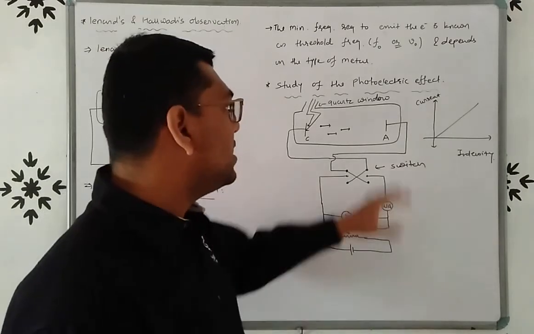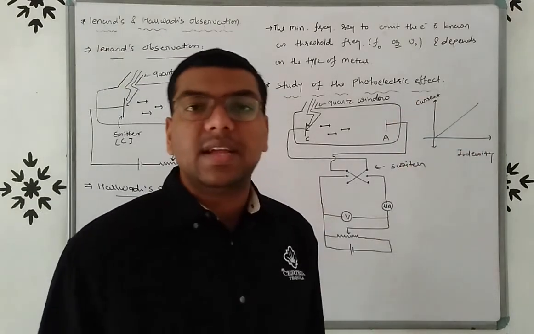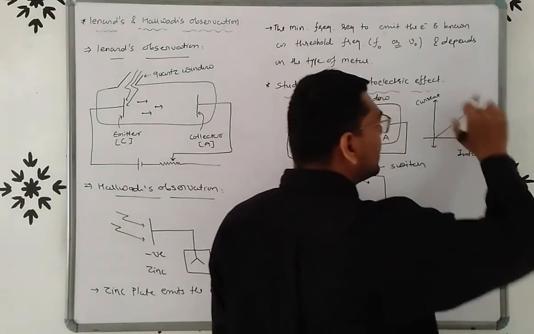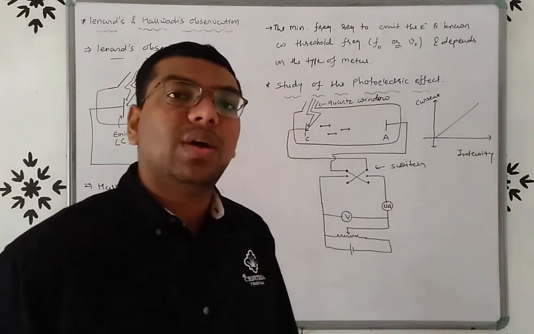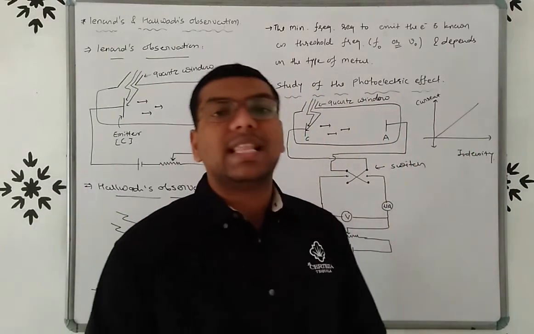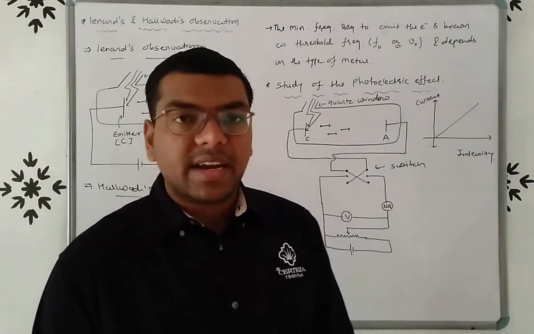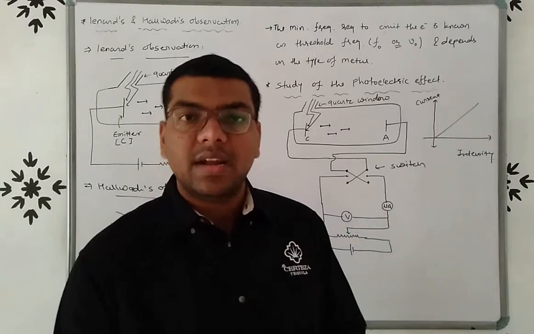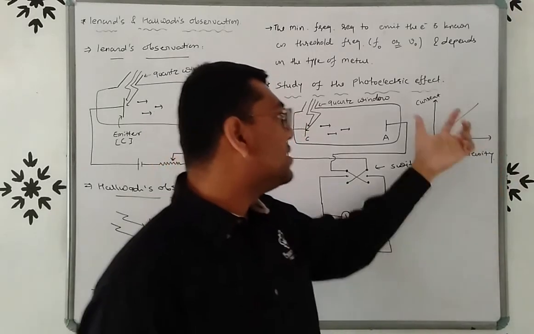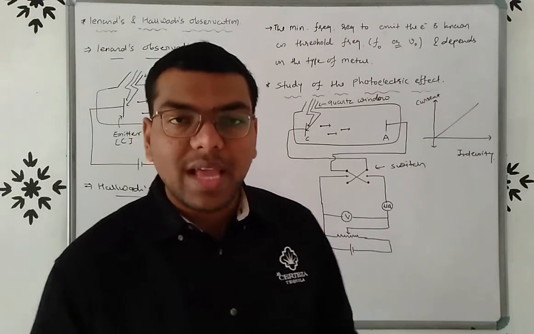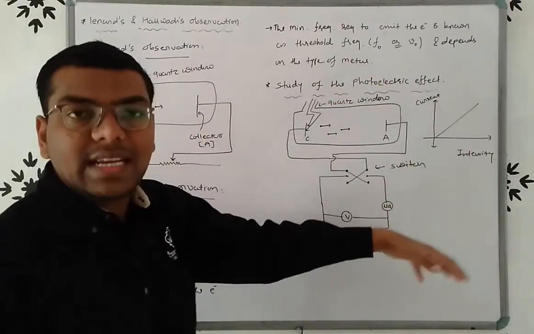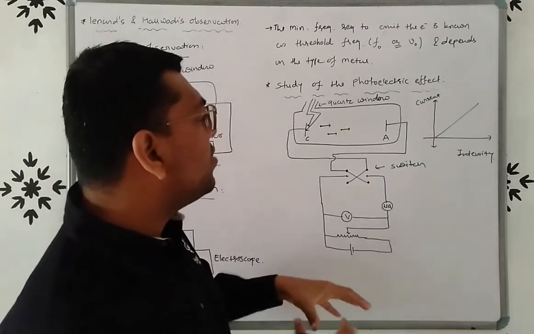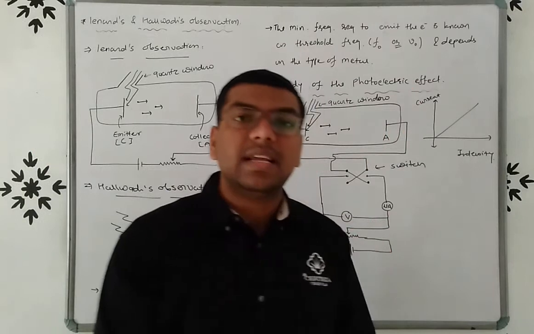So the first study is between the current and intensity. The conclusion is, as the intensity increases, the photoelectric current also increases. So here we can say that the photoelectric current is directly proportional to the intensity of the radiation, right? If the intensity increases, photoelectric current also increases. If intensity decreases, photoelectric current also decreases. So friends, this is about the current and intensity.